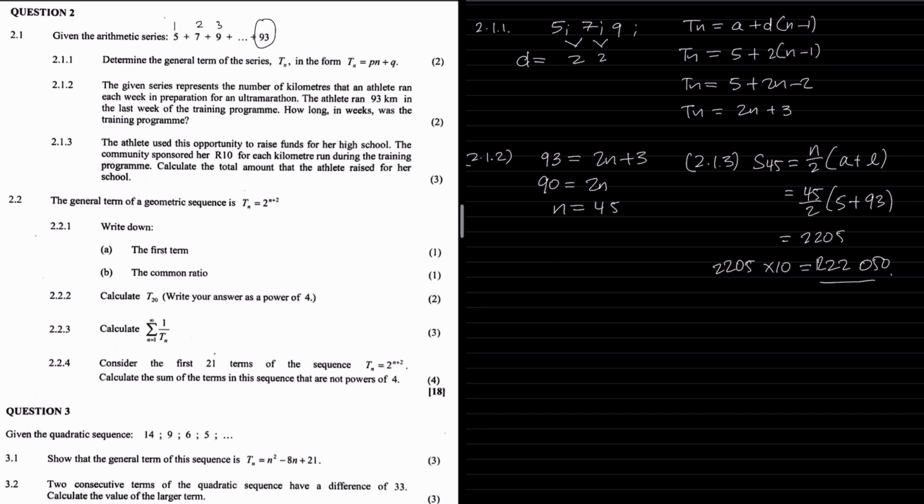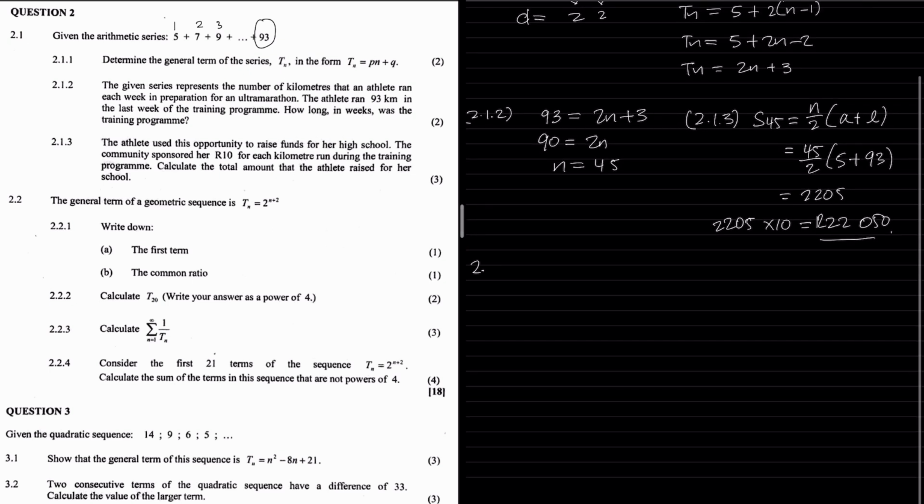Okay, question 2.2. Question 2.2 reads, the general term of a geometric sequence is Tn equals 2 to the power n plus 2. Write down the first term. So the first term is when n is 1. So Tn is equal to 2 to the power 1 plus 2. That's 2 to the power 3. That's 8.